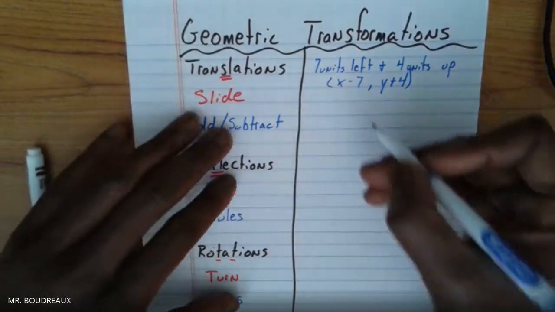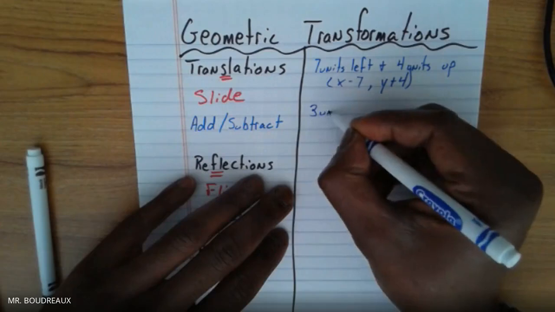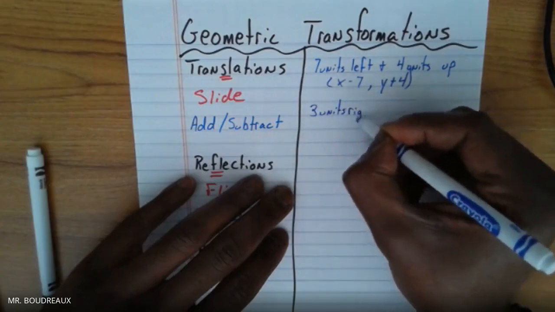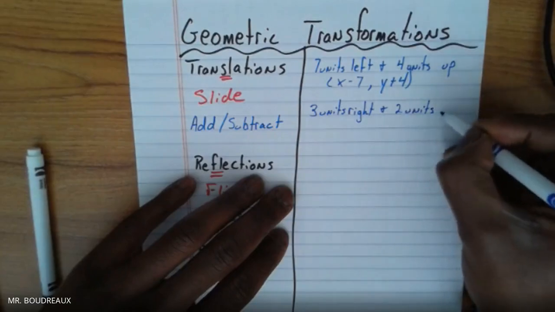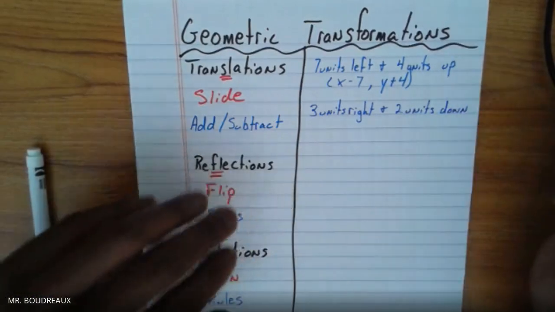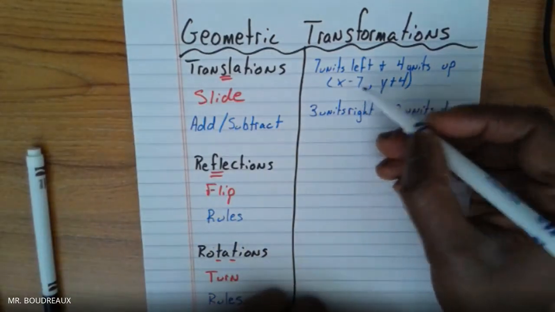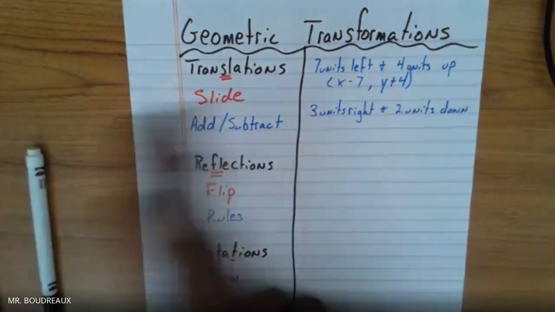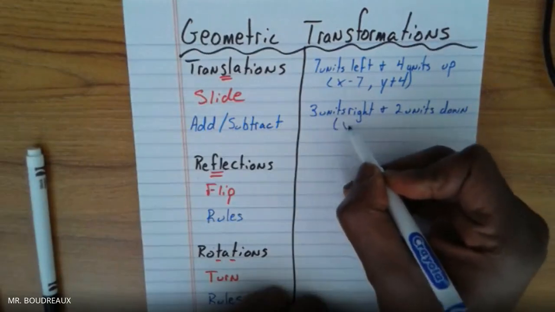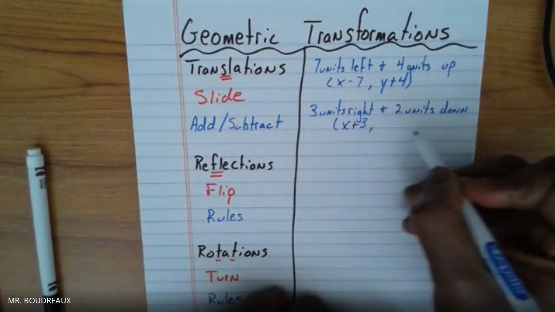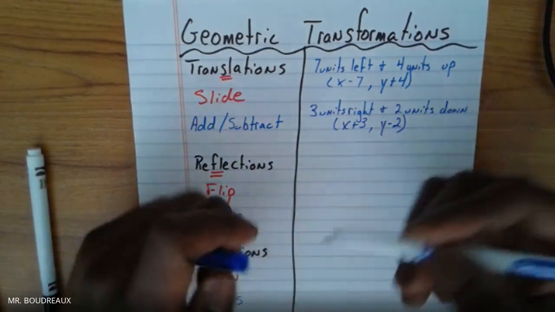All right, let's try one more. If I was to say, how about 3 units right, and then 2 units down. Go ahead, pause the video, see if you can do this one on your own. All right, that should have been enough time. We're going to say 3 units right. We know X always goes left to right. So when it's right, you're adding. So that's X plus 3. And then 2 units down is the Y. And when you go down, you take away. So there's your algebraic expression.